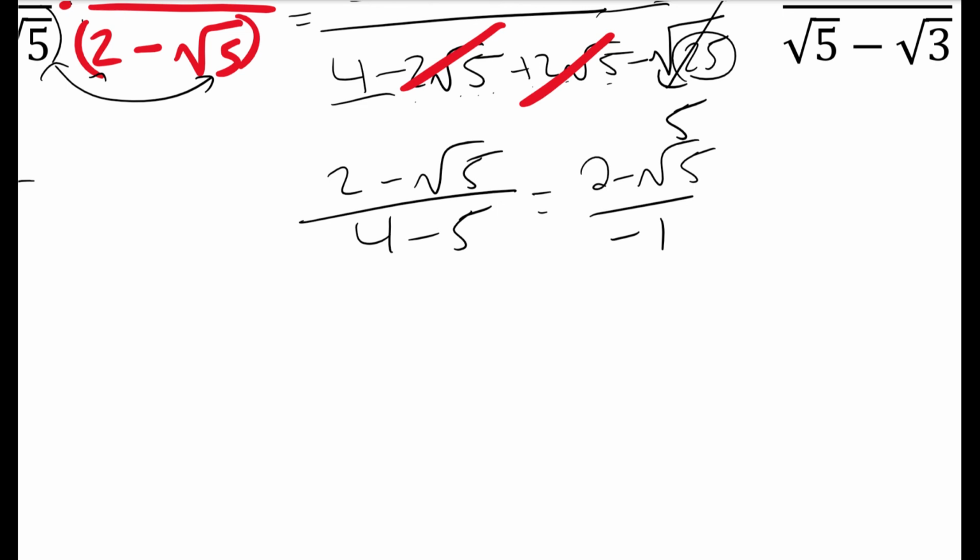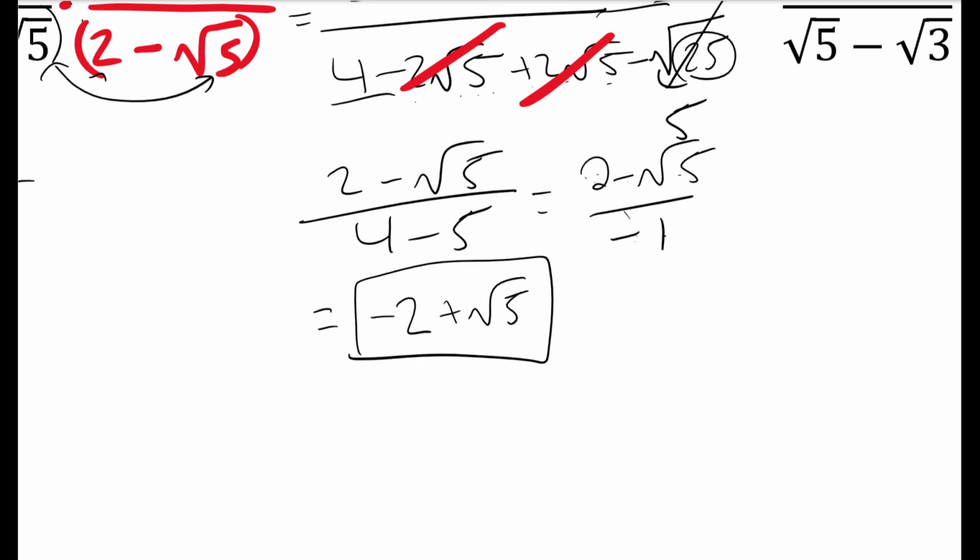So now, do you see this negative here? We're going to distribute the negative, so we're going to divide everything by negative 1. 2 divided by negative 1 is negative 2. Negative square root of 5 divided by negative 1 is positive square root of 5. So basically dividing by that negative just flips the signs. And that's our final answer.